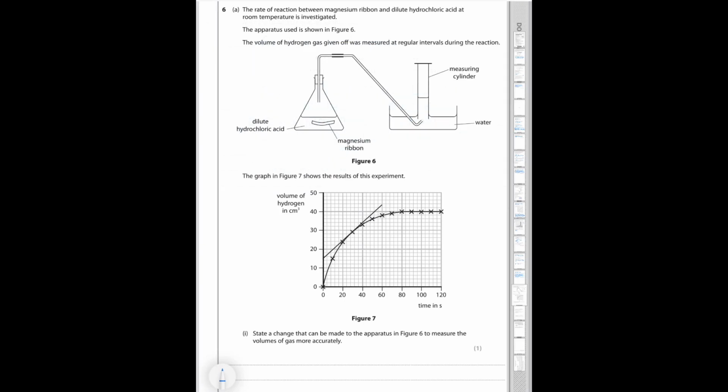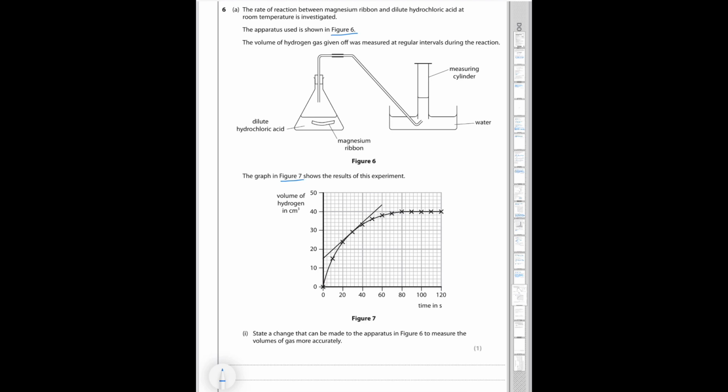So for question 6, the rate of reaction between magnesium ribbon and dilute hydrochloric acid at room temperature is investigated. The apparatus used is shown in figure 6. The volume of hydrogen gas given off was measured at regular intervals during the reaction. So we've got a diagram of the apparatus used. And then we have a graph in figure 7 which shows the results of the experiment. So we have the time taken in seconds on the x-axis and the volume of hydrogen gas collected in centimetres cubed.